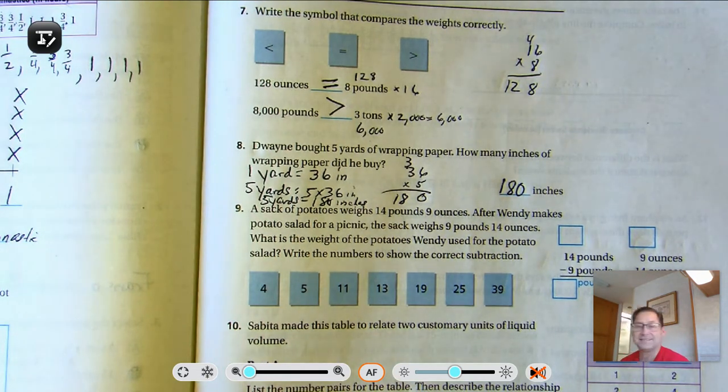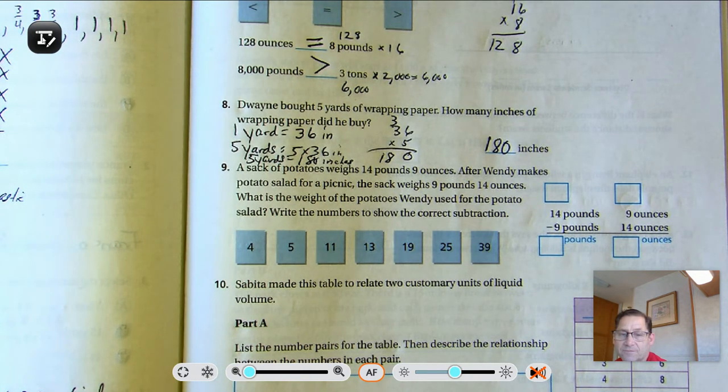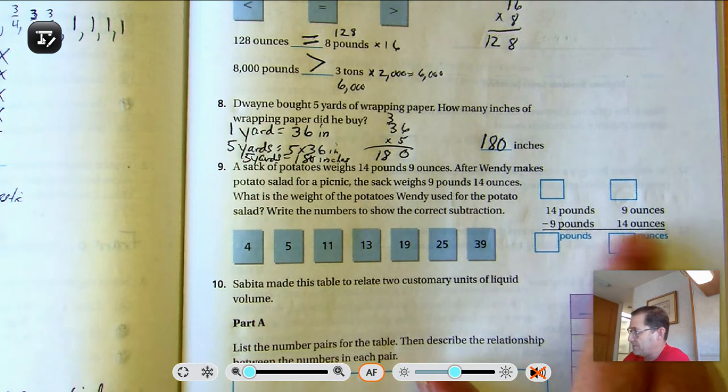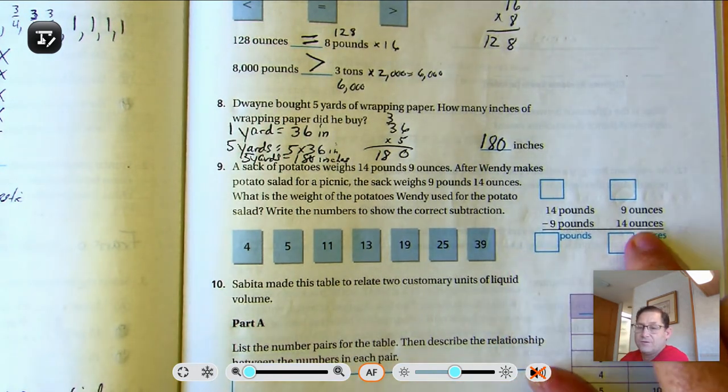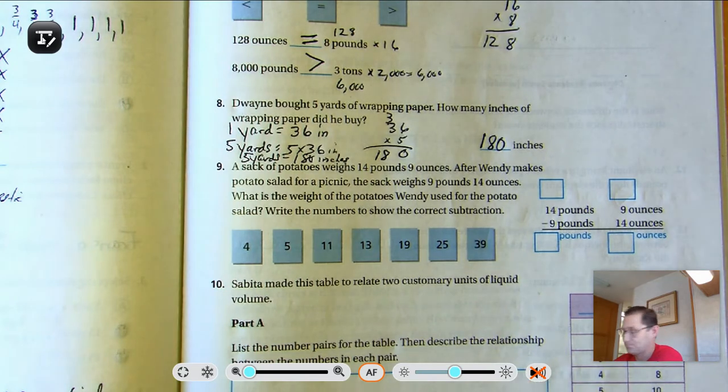All right, number 9. A sack of potatoes weighs 14 pounds 9 ounces. After Wendy makes potato salad for a picnic, that sack weighs 9 pounds 14 ounces. What is the weight of the potatoes Wendy used for the potato salad? Write the numbers to show the correct subtraction. So you notice here we have our pounds and our ounces. And recall that we first subtract our smaller units. But I can't take 14 from 9.